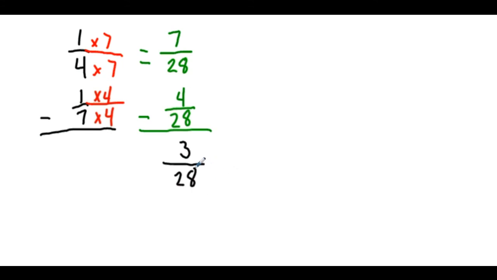Think to yourself for a moment, what's next? If you said simplify, you're right. We need to check to see if we can simplify. Think, does 3 and does 28 have a common factor greater than 1? If you said no, you'd be right, which means it's in simplest form and you're done. Wonderful job. Now you're ready to do some on your own.